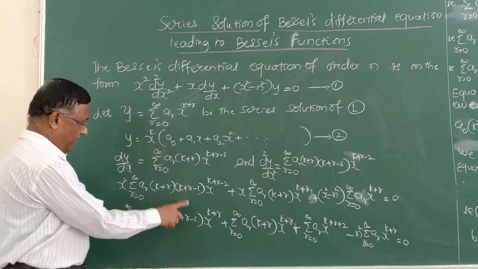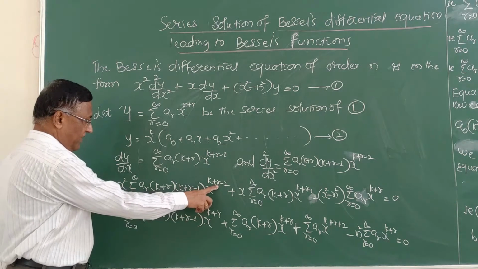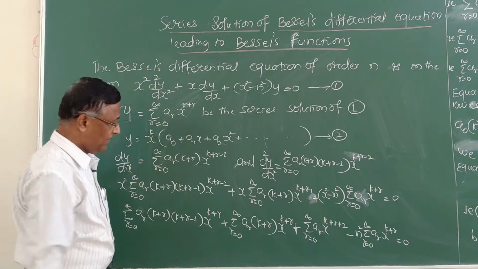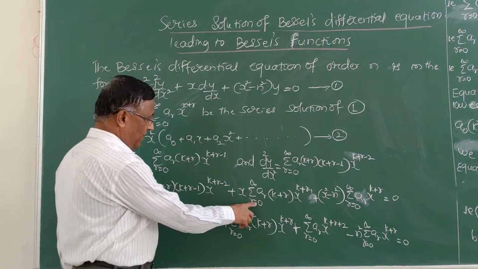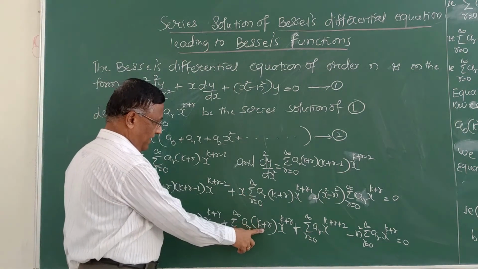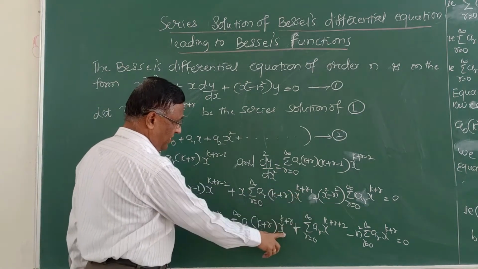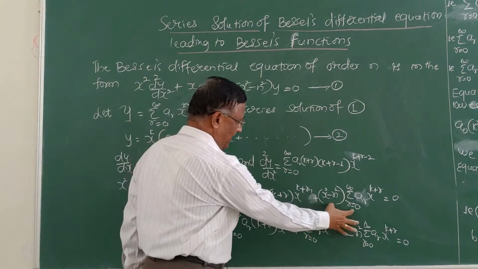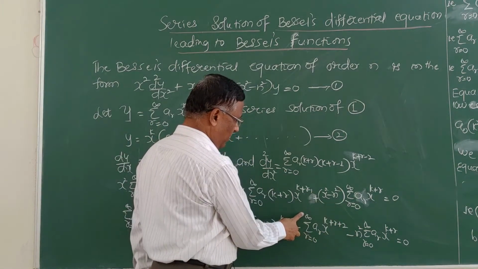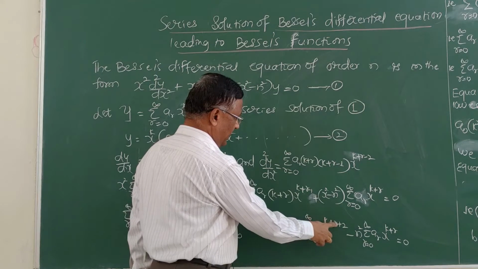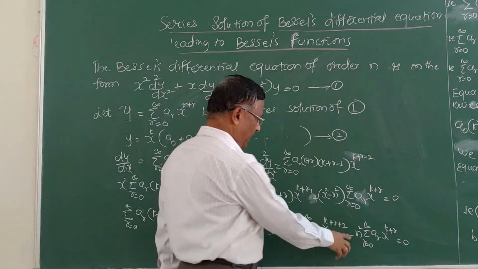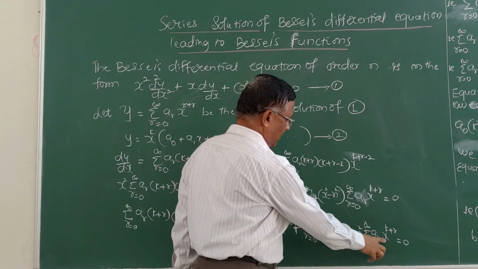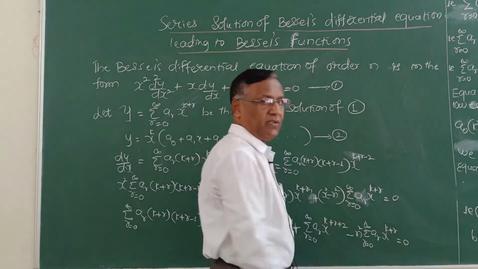Then take this x square inside, so that summation r equal to 0 to infinity ar into (k plus r) into (k plus r minus 1) into x raised to k plus r minus 2 into x square becomes x raised to k plus r, plus summation from r equal to 0 to infinity ar into (k plus r) into x into x raised to k plus r minus 1 is x raised to k plus r, plus, just by expanding this bracket, we get summation from r equal to 0 to infinity ar into x raised to k plus r plus 2 minus n square into summation r equal to 0 to infinity ar into x raised to k plus r equal to 0.